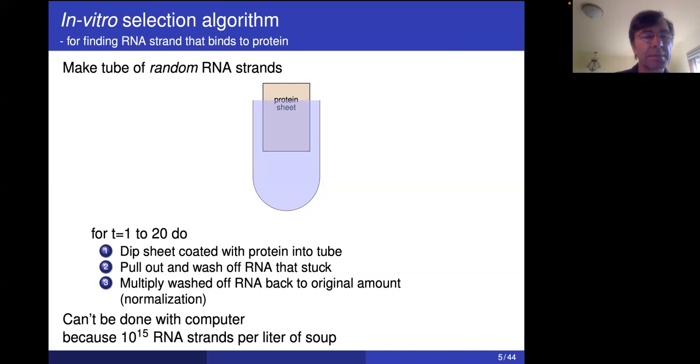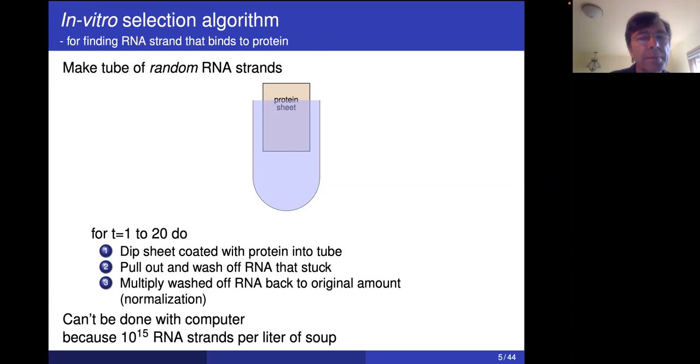So the funny thing about this is it cannot be done with a computer because you have 10 to the 15 RNA strands per liter of soup. Anyway, you could scale this up to so many variables that computers cannot solve this. If you would want to simulate this, it would be some complicated three-dimensional simulation that you would need. It's hopeless. So here's a little thing you can do in the kitchen that you can't do with a computer.